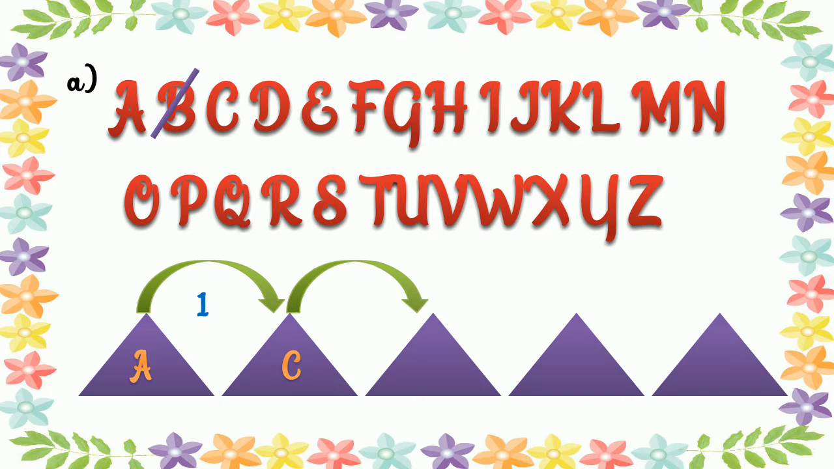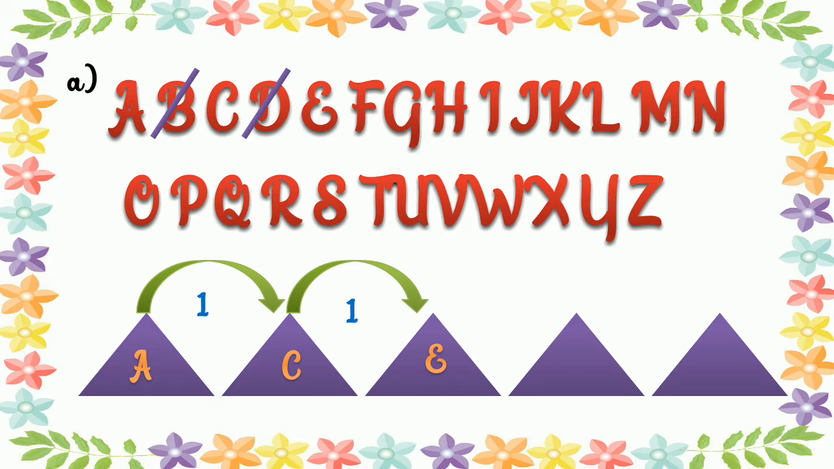So now we cut D. Because here we can see A, then B cut, then C. So now we cut D. So our answer is E. We cut one alphabet, and that's why our answer is E. So here we write E.